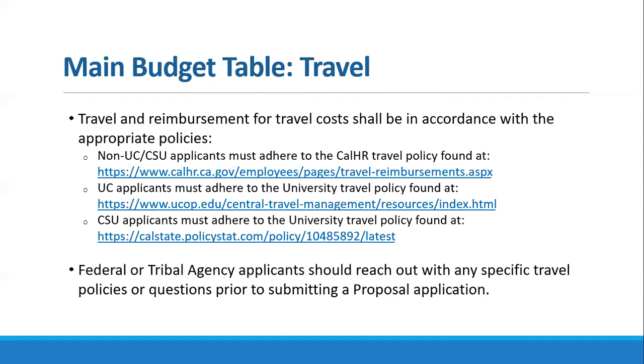And another note here, the PDF of today's slides will be available on our website as well. So if you're looking for a clickable link to visit these websites, please view that PDF on our website. University of California applicants must adhere to their specific travel policy. Similarly, Cal State University applicants have their own university travel policy that they must adhere to.